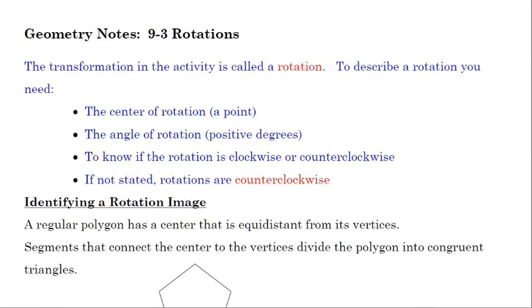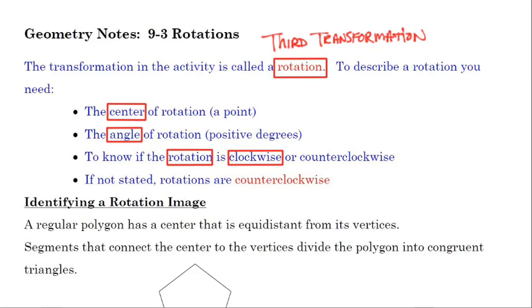And then for our rotations. Rotations are a third transformation, and these are a turn. There's more that we need to know for this to happen. I need to know the center, where it's rotating. I need to know the angle of rotation in positive degrees. And I need to know if the rotation is clockwise, which looks like that, or counterclockwise, which goes in that direction. So we'll make sure we pay attention to those pieces as we go through it.